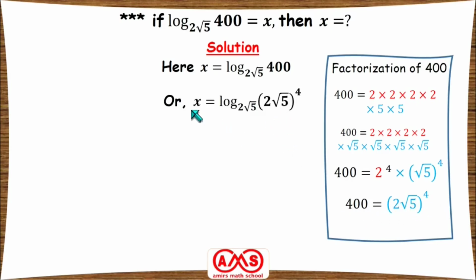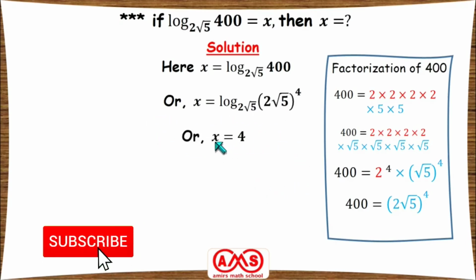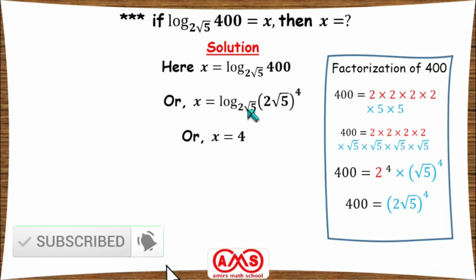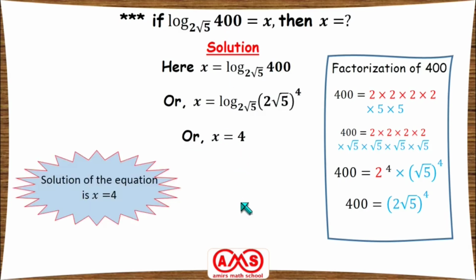Here we can write this equation as x equal to log 2 root 5 base 2 root 5 to the power 4. Then according to the formula, log a base a to the power n is equal to n, we can write the solution of this equation is x equal to 4, because this term and this term are equal. That's why this power will be the value of this logarithm. So the solution of this equation we get here is x equal to 4.